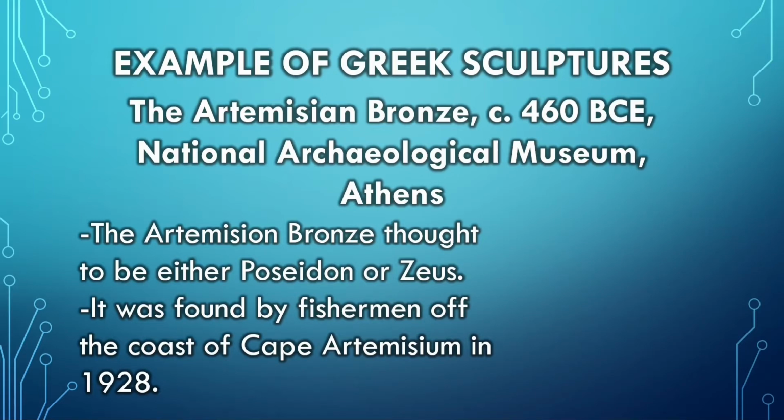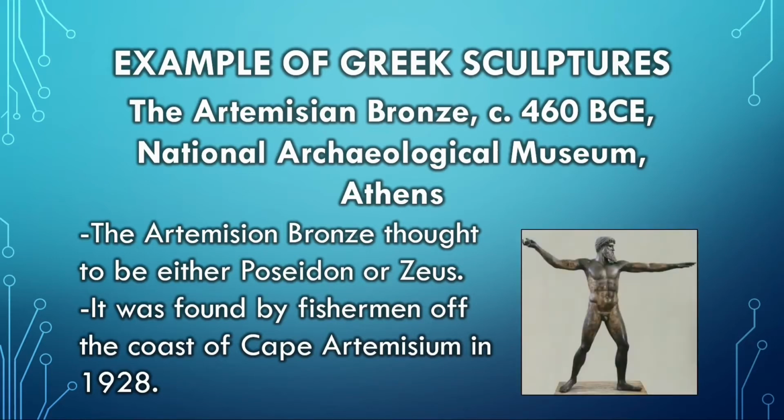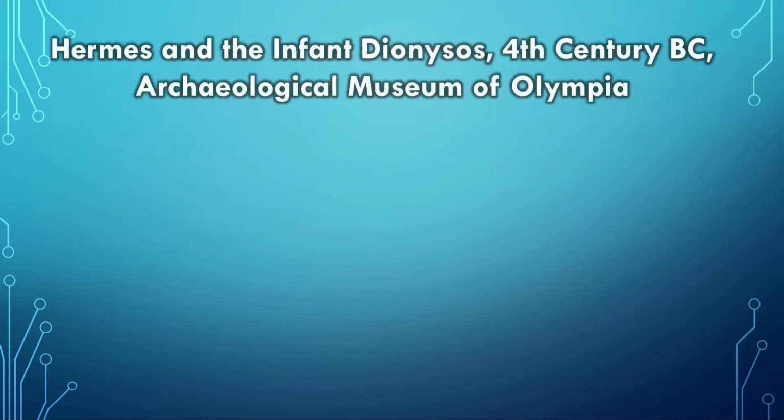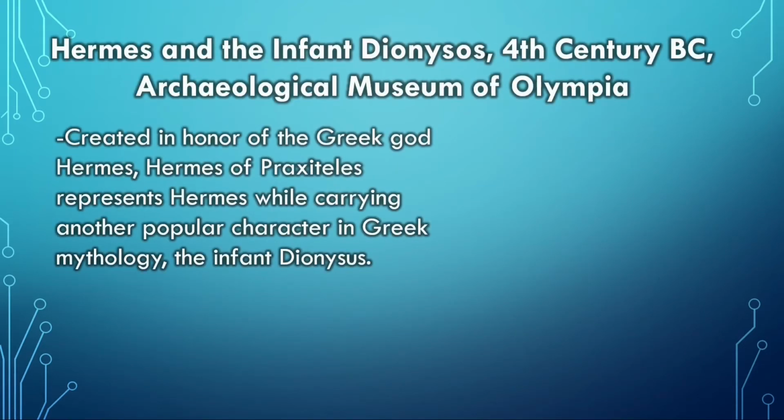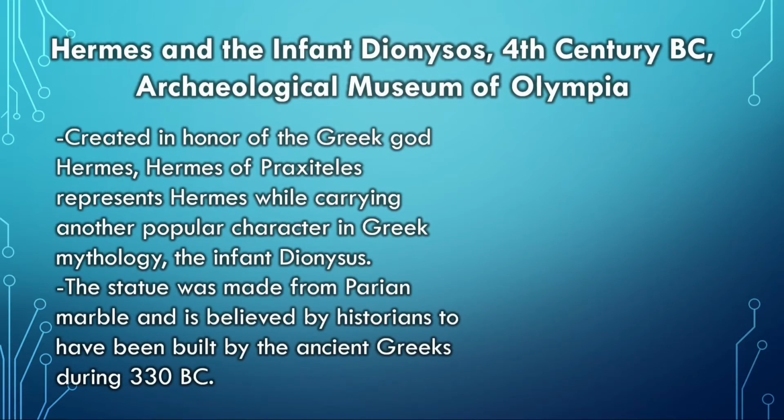The Artemision bronze, thought to be either Poseidon or Zeus, was found by fishermen off the coast of Cape Artemisium in 1920. Hermes and the infant Dionysus, 4th century BC, Archaeological Museum of Olympia. Created in honor of the Greek god Hermes.